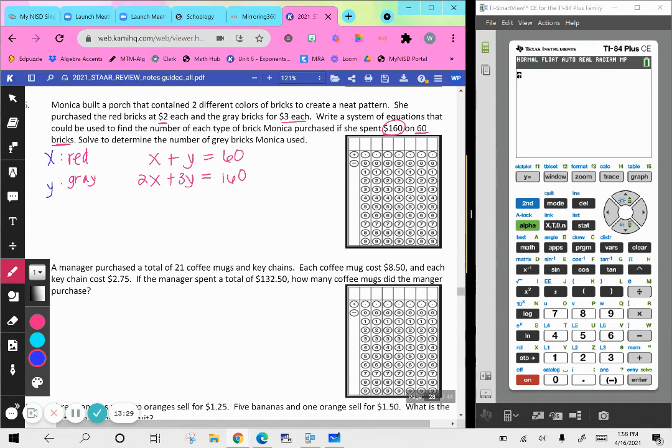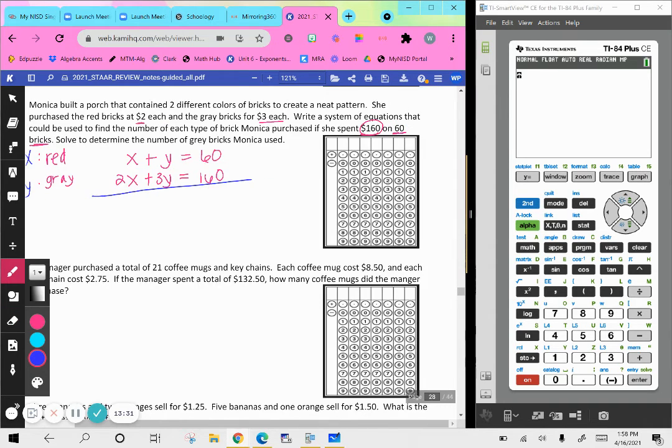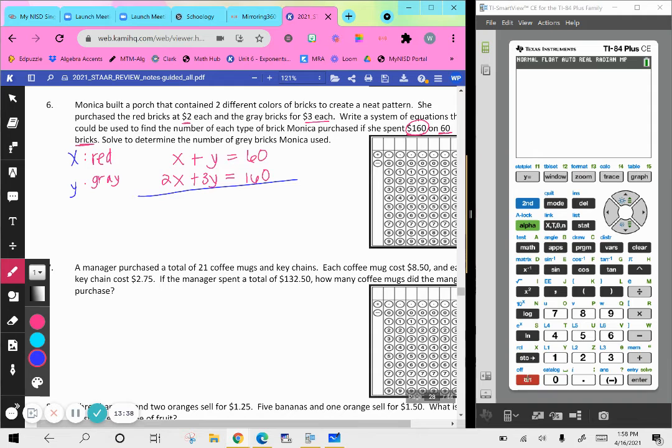All right, so we're going to use elimination here. And what I'm going to do is I'm going to eliminate either the X or the Y, but since they're asking me, this is all to determine the number of gray bricks used. That's my Y. What I want to do is eliminate my X. So to do that, I'm going to multiply this top equation by negative 2 so that I can eliminate that X. So when I do that, negative 2 times X is negative 2X, negative 2 times Y is negative 2Y, and negative 2 times 60 is negative 120.